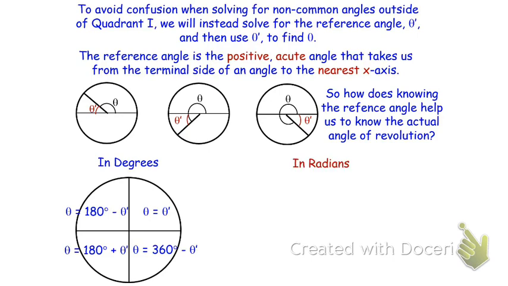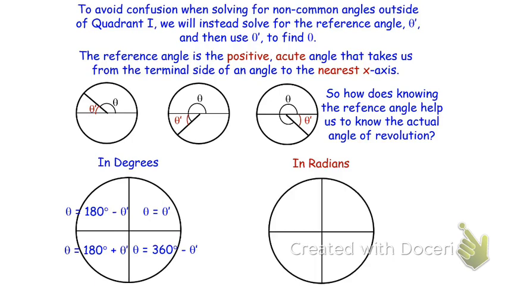Now we can do these in radians also. We're just going to substitute 180 degrees for pi and 360 for 2 pi. So in quadrant 1, theta is theta prime. In quadrant 2, you're short of pi. In quadrant 3, you're a little bit more than pi. In quadrant 4, you're short of 2 pi. So let's look at how to use these on some actual equations now.